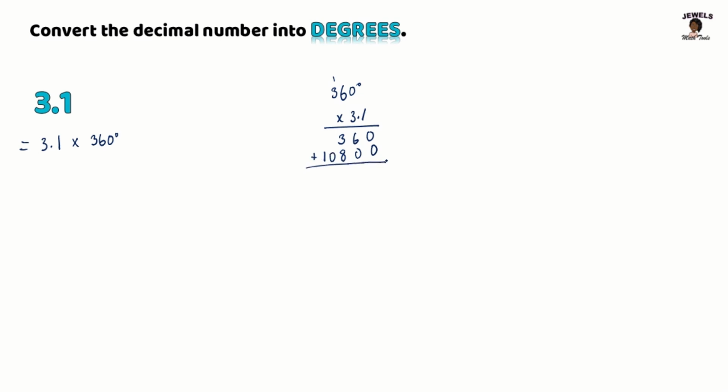So let's sum our numbers together. So 0 plus 0 is 0, 6 plus 0 is 6. 3 plus 8 is 11. We put our 1, carry the 1. 1 plus 0 is 1, and we're going to bring down the other 1.